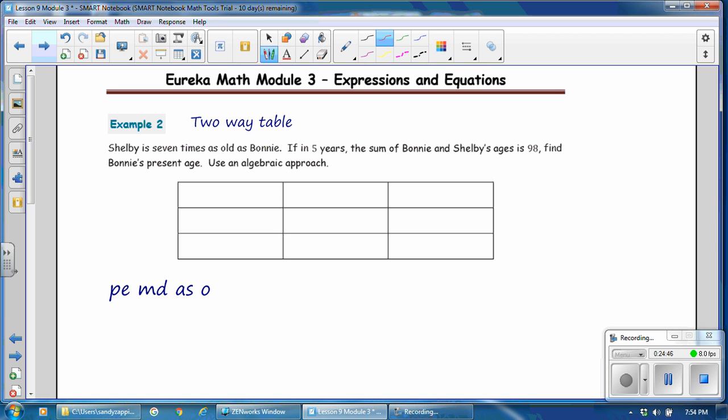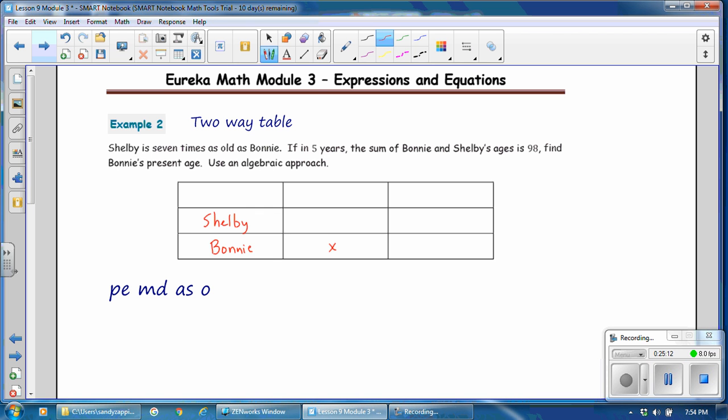It says that Shelby is 7 times as old as Bonnie. So we have 2 people that we're talking about, Shelby and Bonnie. And you know a little bit about Shelby. You know that Shelby is 7 times older. So Bonnie is the unknown. Bonnie is the one that we'll use the variable for. So let's use x for the age of Bonnie.